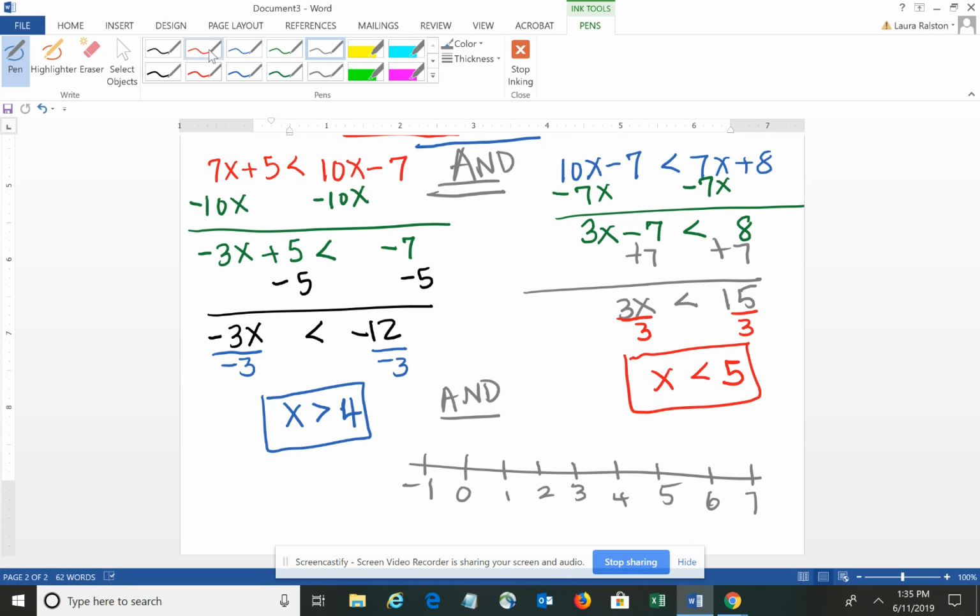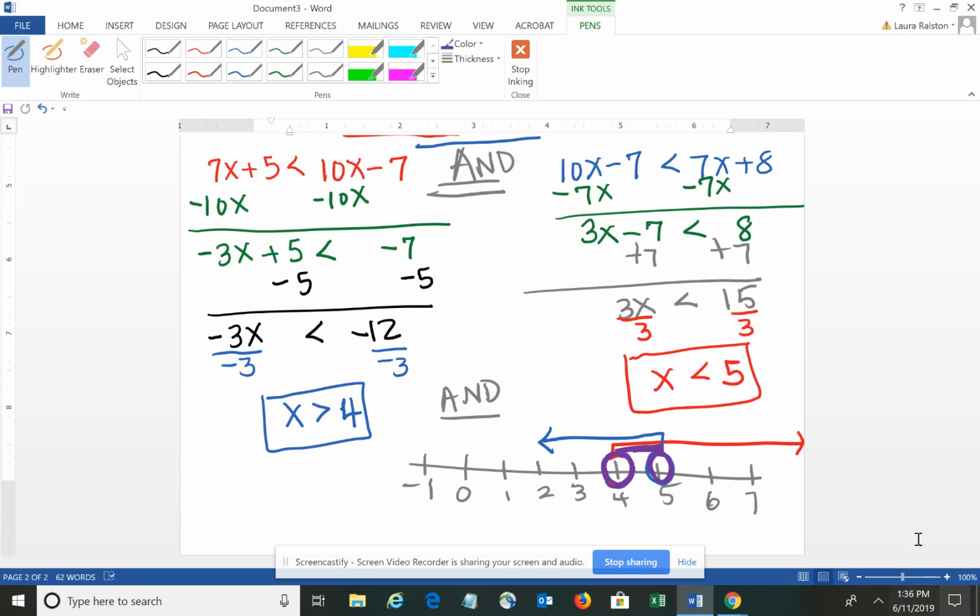okay, so we want to be greater than 4, but the 4 is not included, it's not equal to, so you're going to have an open circle and be greater than. Then you're going to have less than 5. Again, the 5 is not included, so you're going to have an open circle and be less than. But again, because this is an and, we're looking for that overlap. So the overlap occurs basically between 4 and 5. Okay, so you're going to have an open circle on either end. Basically, it looks almost like a little pair of eyeglasses.